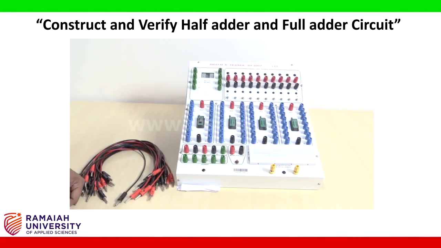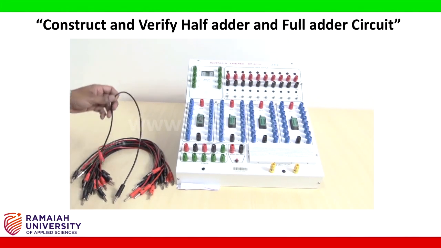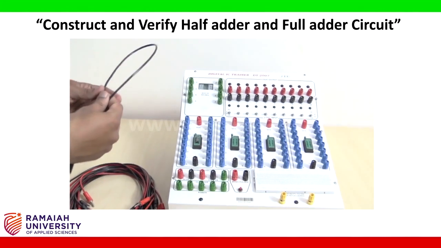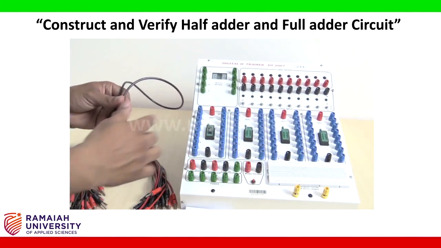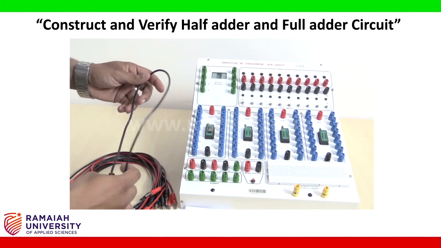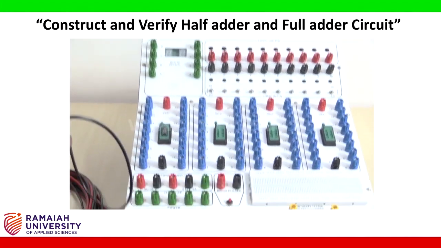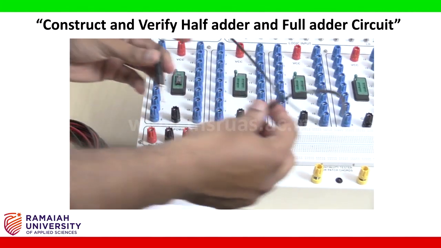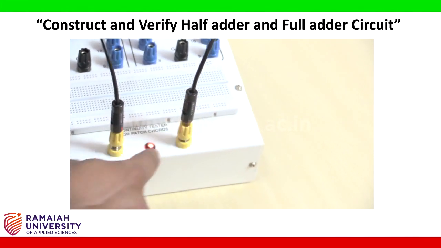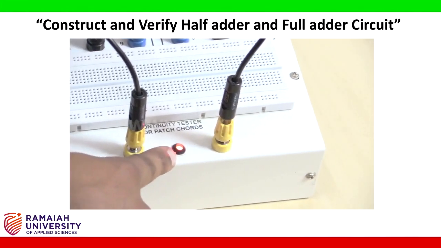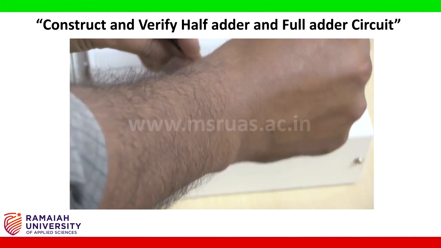Now before connecting the patch cords into the IC base, check the conductivity of each patch cord by connecting these patch cords into the conductivity knobs. In order to do this, first switch on the power supply to the IC trainer kit, then place this patch cord into this conductivity knob. If you get a beep sound along with this LED bulb on, that means the patch cord is working properly. Now remove this patch cord.